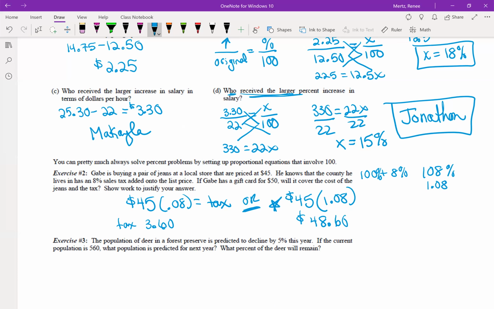So when we're doing that, is $50 enough? Will it cover the cost of the jeans and tax? So yes, the gift card will cover the cost.